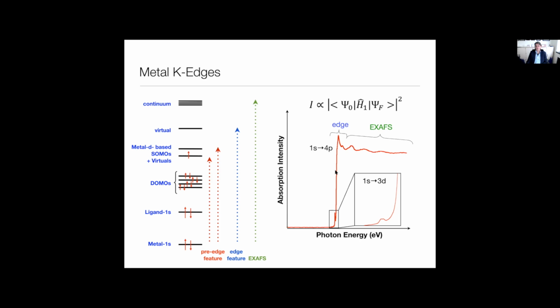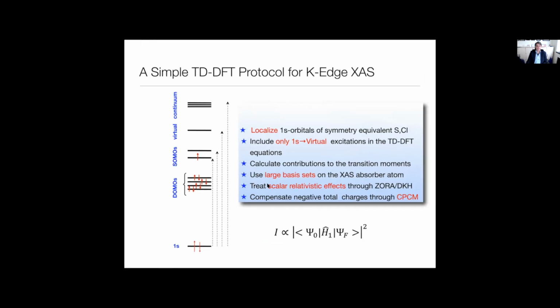Let's briefly talk about the intensity mechanism. The intensity of these transitions is simply proportional to the golden rule expression, where psi 0 is the many particle wave function of the ground state, psi f is the many particle wave function of the final state, and H1 is the operator that describes the interaction of the electronic system with the light wave. And before I go into that in more detail, this is quite simple and easy to calculate by DFT.